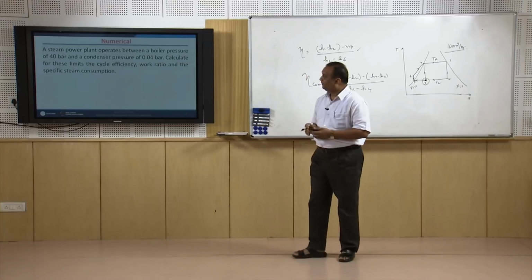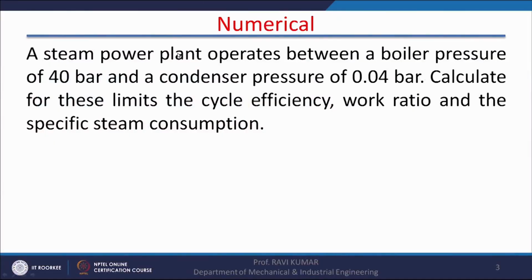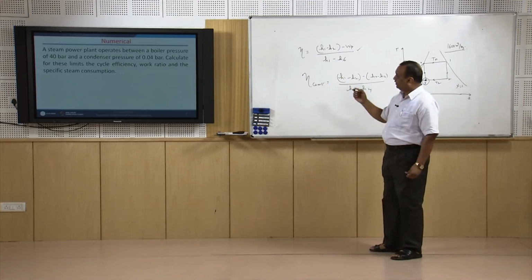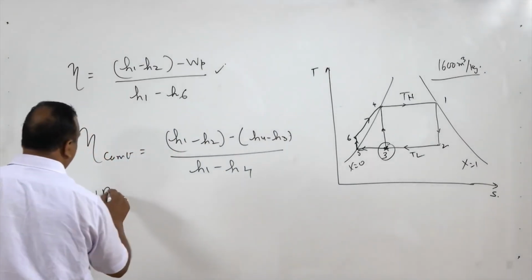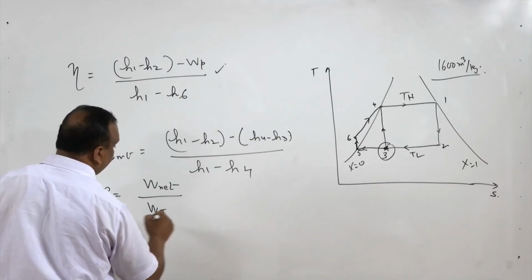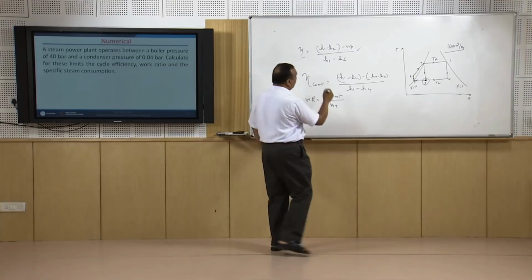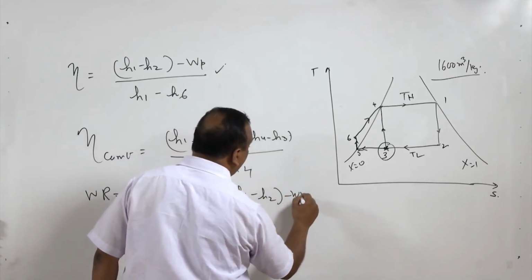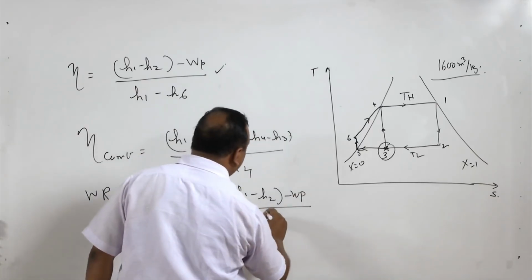The numerical states a steam power plant operates between a boiler pressure of 40 bar and a condenser pressure of 0.04 bar. Calculate for these limits the cycle efficiency, work ratio and specific steam consumption. Cycle efficiency is thermal efficiency of the cycle. Now, work ratio is the net work divided by turbine work. So, here the work ratio can be H1 minus H2 minus WP divided by turbine work, that is H1 minus H2.